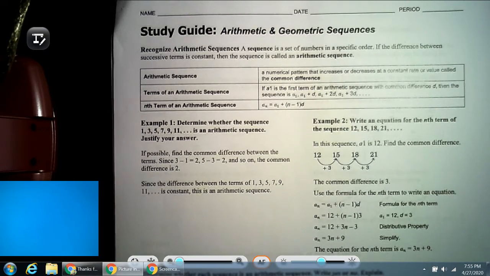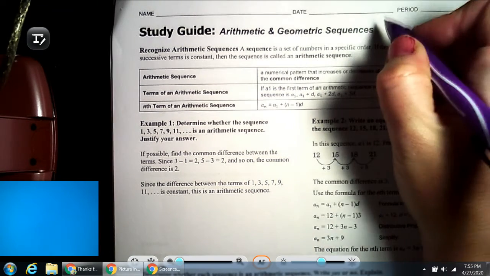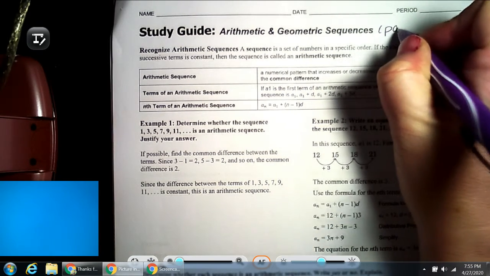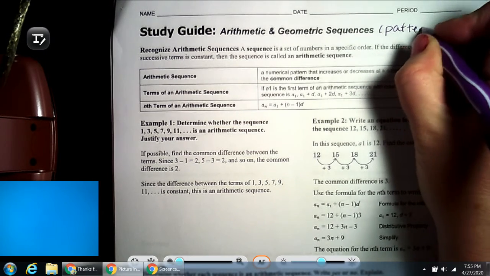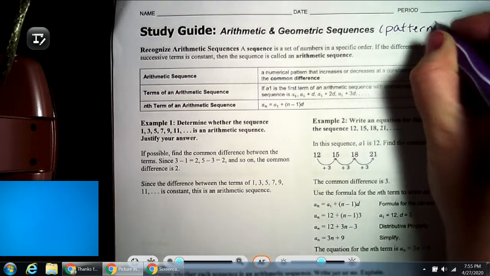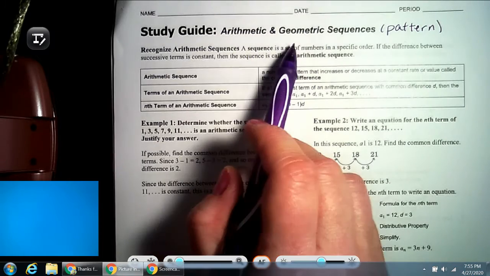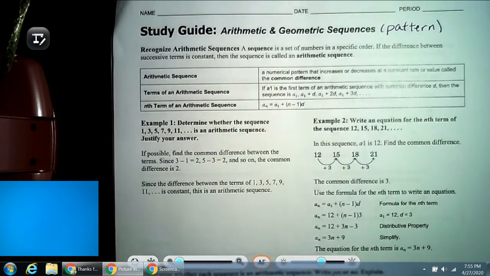What we're going to talk about this week are sequences, arithmetic and geometric sequences. Sequences are just patterns. If we have a sequence, arithmetic or geometric, these are patterns, and we are going to determine if something is an arithmetic or geometric sequence. I know those sound kind of complicated, but once you see what they look like, hopefully you'll realize they're really not too crazy difficult.